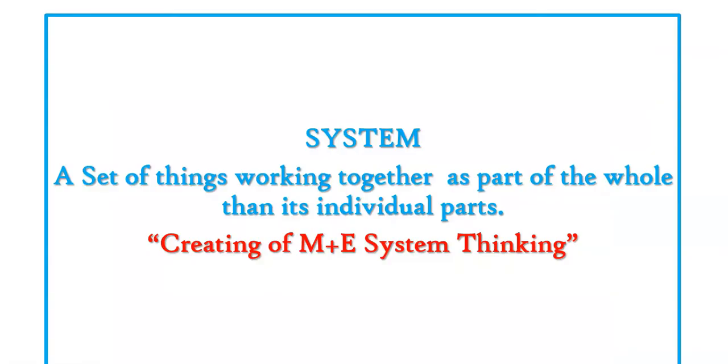Because we are talking about developing M&E systems, it's better we understand what a system means. A system is a set of things working together as parts of a whole, greater than its individual parts. This is a very important concept for anyone thinking of developing an M&E system. We need to have several organs, each organ performing its role, so that when we combine them, we achieve a common goal. That is what a system is.